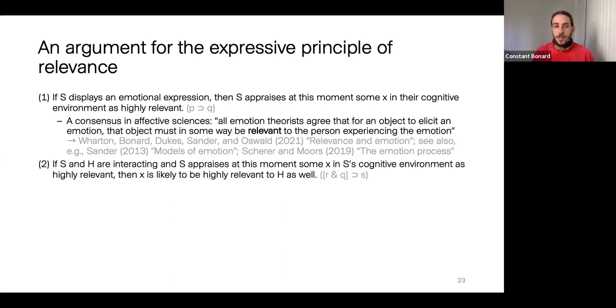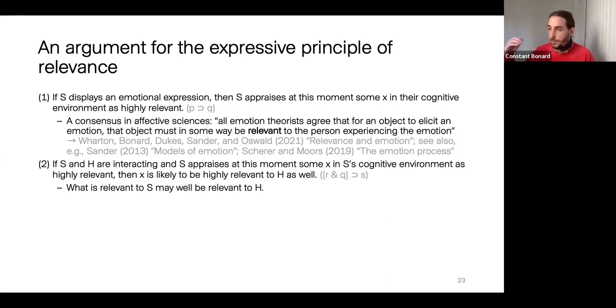The second premise of the argument is that if S and H are interacting and S appraises at this moment some X in their cognitive environment as highly relevant, then X is likely to be highly relevant to H as well. Why is that? Well, first, because what is relevant to S may well be relevant to H. So if we're interacting and you go like, wah! You may be afraid of something, and you probably are afraid of something that is relevant to me too. If you express admiration or something of that sort, probably this is also going to be relevant for me as well. So perhaps you observe somebody displaying a wonderful basketball move, and I'd be like, I want to see that too.